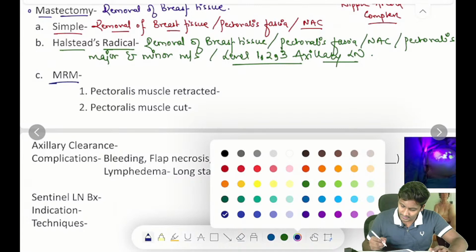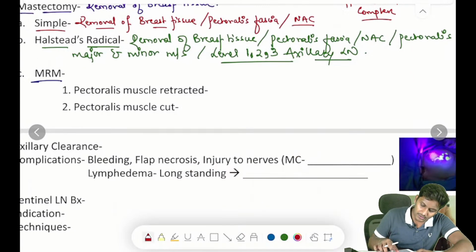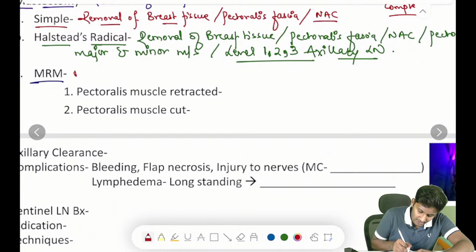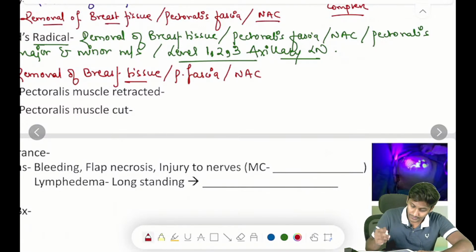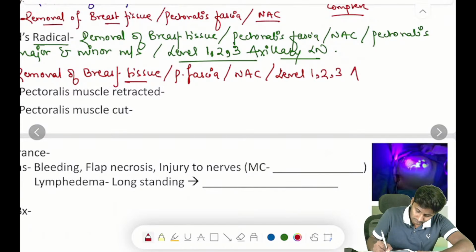In the modified radical mastectomy, you have to remember what structures are removed now. First, we are going to remove the breast tissue over here as well. Second, we are going to remove the pectoralis fascia. Third, we are going to remove the NAC, that is the nipple areola complex. And the fourth important, we are going to remove the level 1, 2 and 3 axillary lymph nodes. You will ask, what is left then?